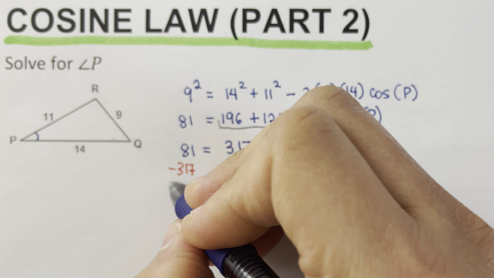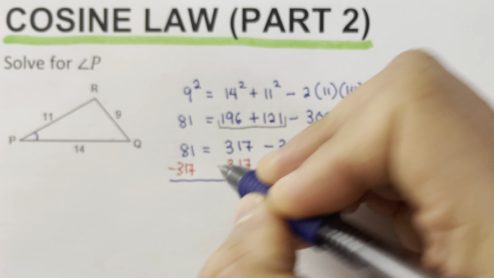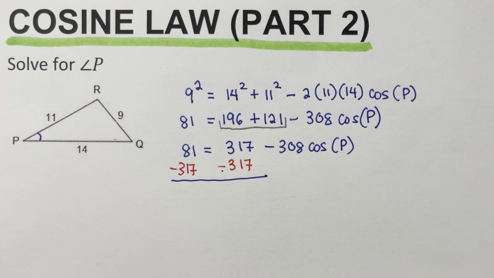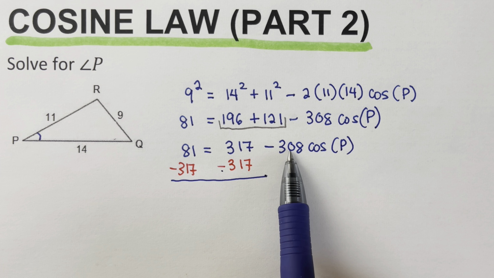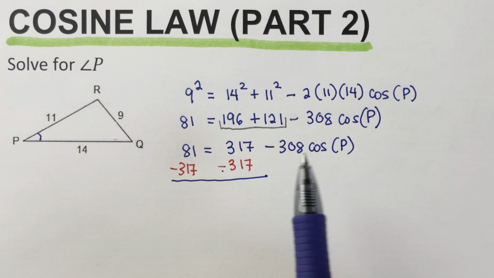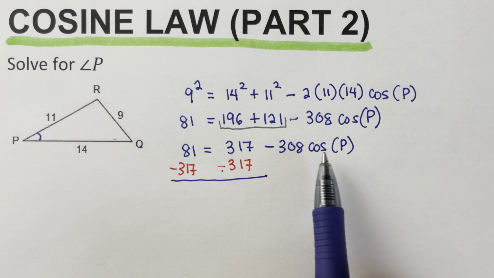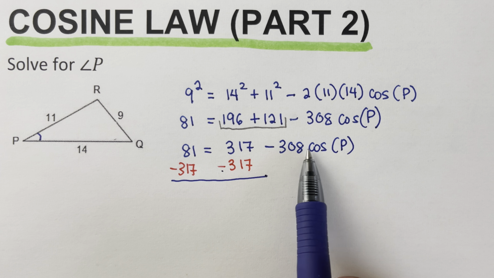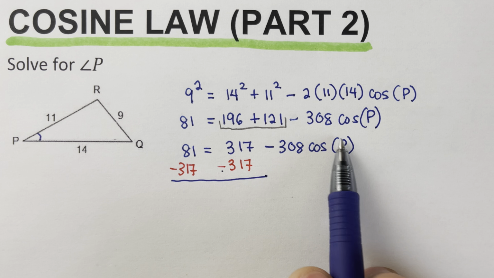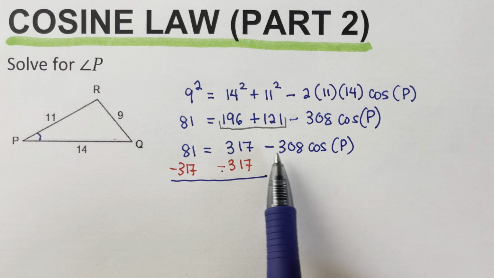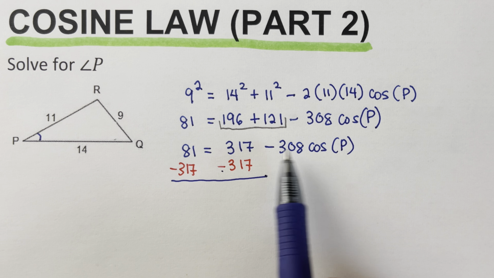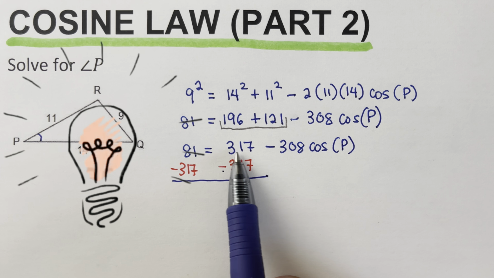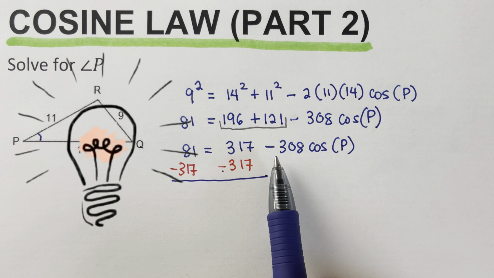These two get crossed out. But by the way, please remember, because a lot of students miss this part, they subtract 317 and 308. You cannot do that because this 317 doesn't have any cosine P with it. This one is like our x, because that's the missing one. So it's like 317 minus 308x. These are not like terms, so we cannot subtract 317 minus 308. We always remember this part because a lot of students miss this.